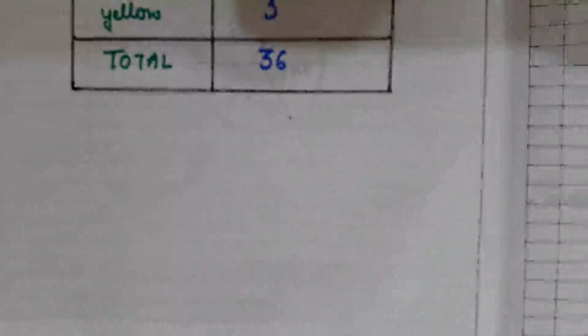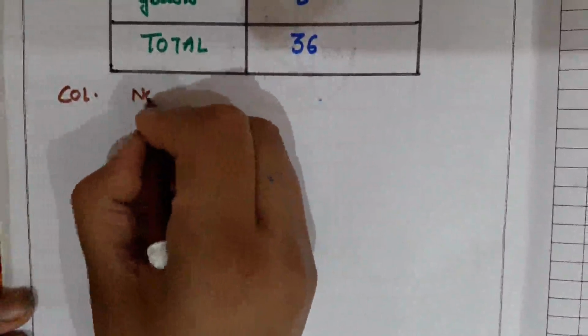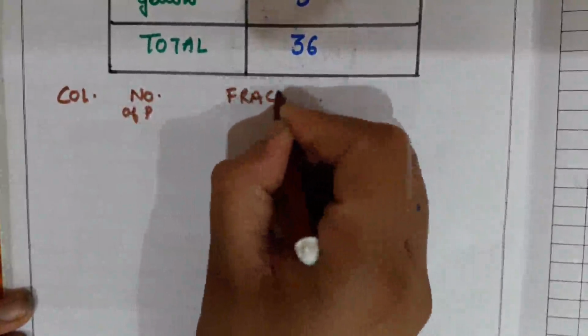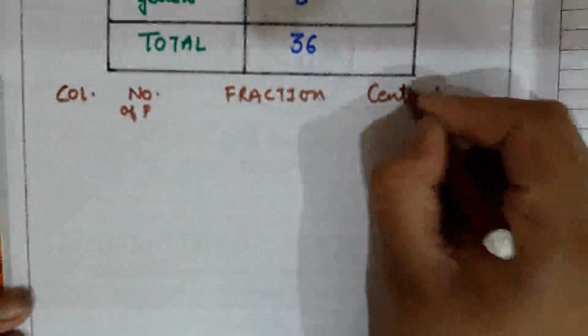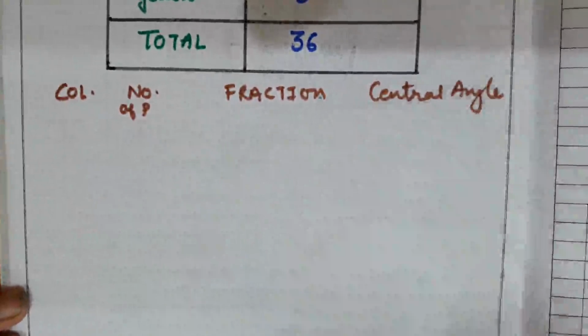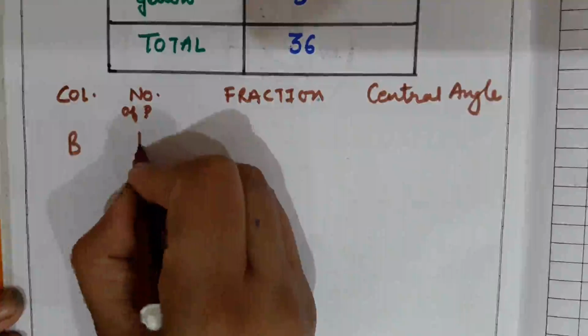For making a pie chart, children, we have to draw a table. So for making the table, what we can do: we need color, then the number of people, then find out the fraction, then the central angle. Now for finding out the central angle you have to multiply by 360. You know this. So the color is blue, people are 18.